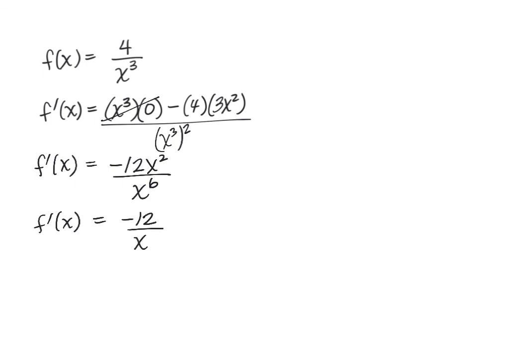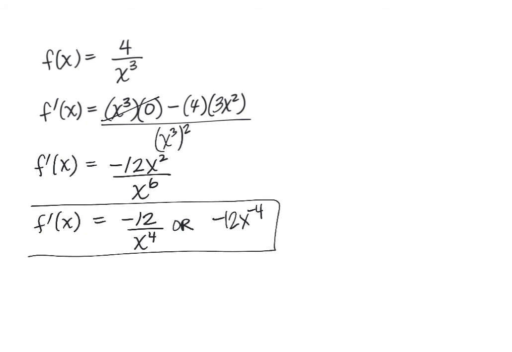which if you were to go ahead and simplify, you could either leave that as negative 12 over x to the 4th, or of course, that's the same as negative 12x to the negative fourth. Both would be acceptable forms of the derivative. Now, there's nothing wrong with the work I just did with the quotient rule, but what my argument is here is that that's not the most efficient way of tackling a function that looks like this.